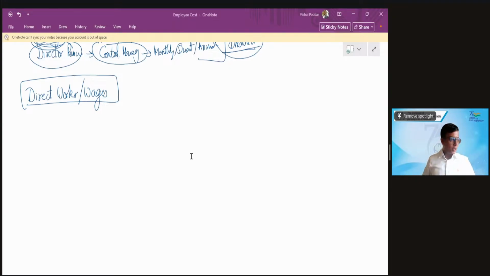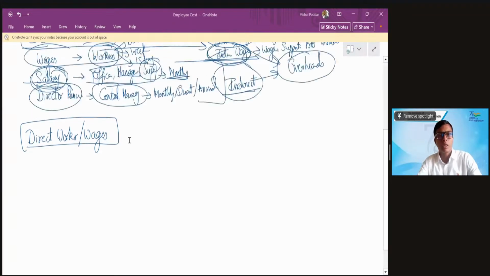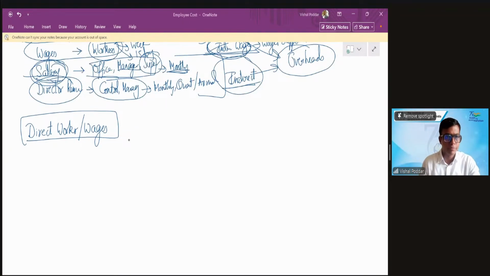So now in this chapter, we discuss in detail the costing, accounting, etc. for direct workers. When we go to theory, if I talk about the accounting part, you'll find that there are two concepts given in accounting. One is the attendance procedure, which is called time keeping, and the other is called time booking.